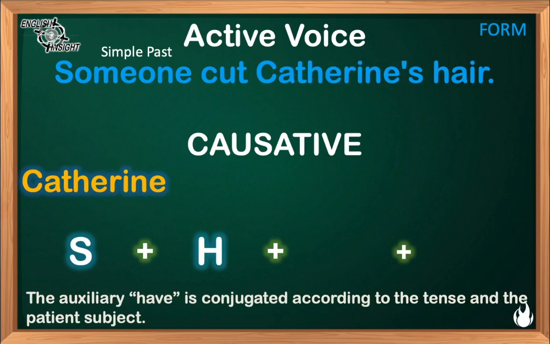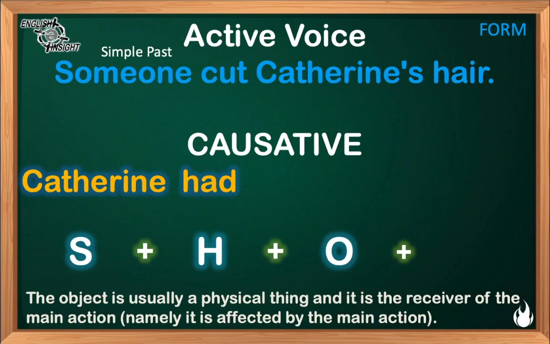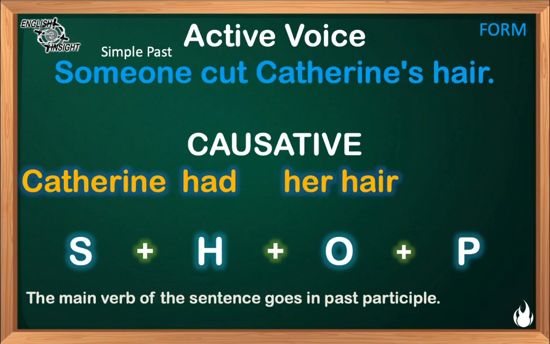The next element is the auxiliary have or get, and it should be conjugated according to the tense and according to the patient subject. In this case, it is third person, however, it's simple past, so the auxiliary have should be conjugated had. The next element is the object, and in this case we are talking about Catherine's hair. Finally, the main verb conjugated in past participle.